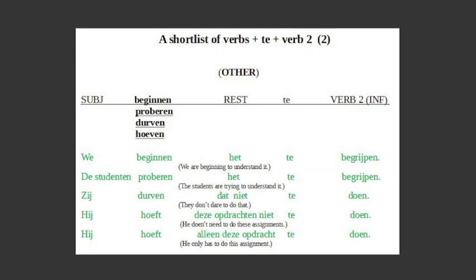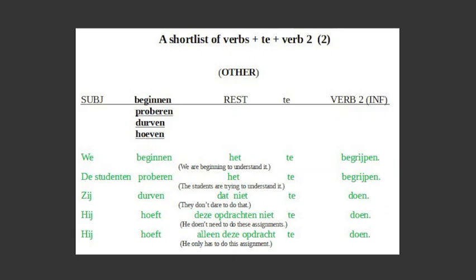Here are four more verbs that require the word "te" in combination with a second verb in the infinitive, namely beginnen, proberen, durven and hoeven. The example sentences are read as follows. We beginnen het te begrijpen. De studenten proberen het te begrijpen. Zij durven dat niet te doen. Hij hoeft deze opdrachten niet te doen. Hij hoeft alleen deze opdracht te doen.